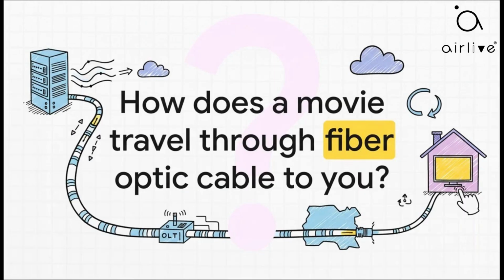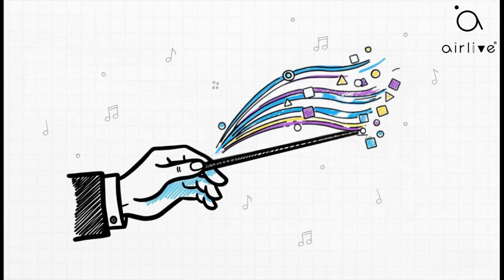You click play, right? And almost instantly, a gigantic stream of data zips from some server, maybe thousands of miles away, through miles and miles of cable and lands right on your screen. So, how does that really happen? What's going on behind the curtain? Well, it's definitely not magic, even though it feels like it.